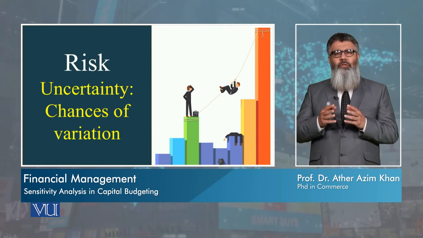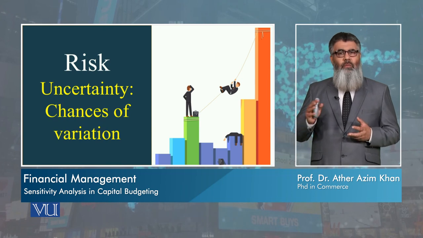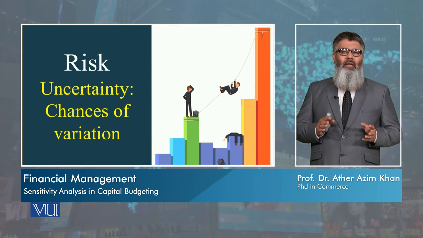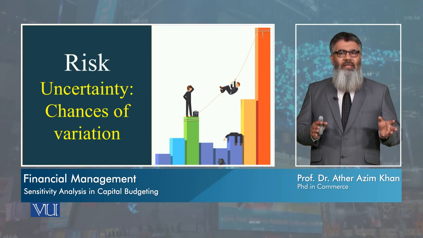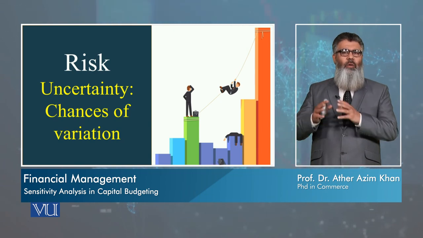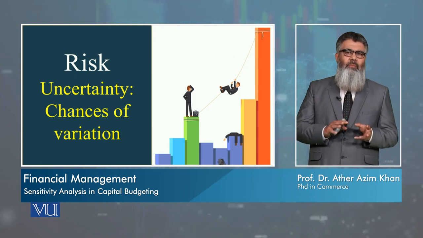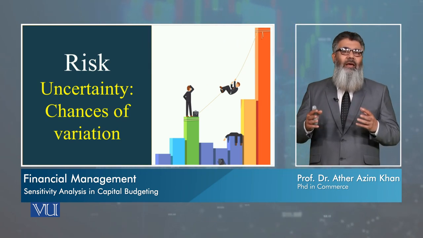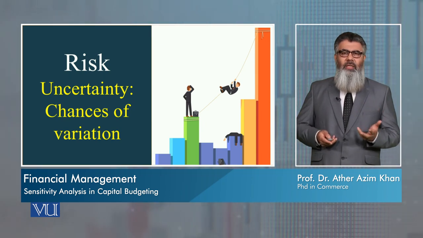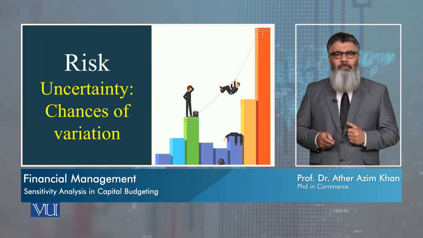So the possible deviation from our expectation, whatever we were expecting, if we actually get more or less than that, whatever we were expecting to invest, if we have to put in more or less, if our cash flows expected were X and our actual cash flows are X plus or X minus something, we say that there is a level of risk involved in that. Aur isko hum uncertainty ya chances of variation se show karte hain.